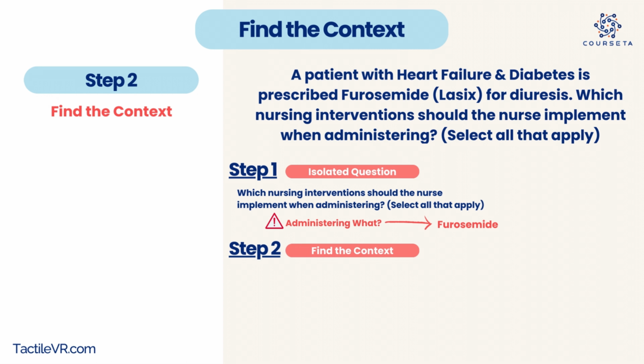All right, so we know that the question is, what nursing intervention should that nurse implement when they administer furosemide? So where's the context? Okay, the context is we have a patient with heart failure, number 1, and diabetes. That is your context. And what's the purpose of the Lasix? It's to diurese, which, you know, that's the mechanism of action for furosemide. It's a diuretic. It's going to help diurese the patient.